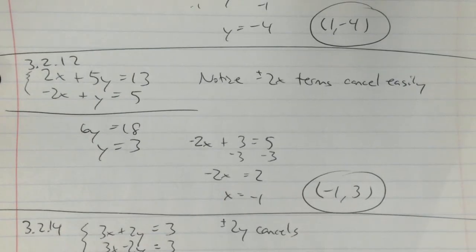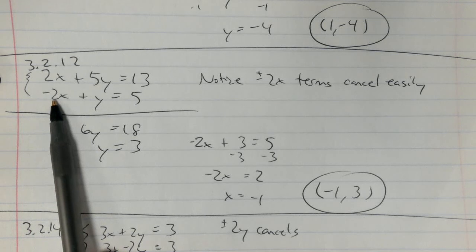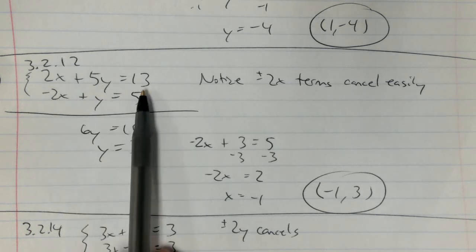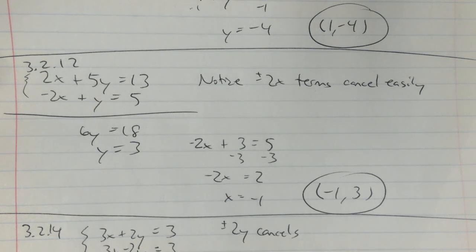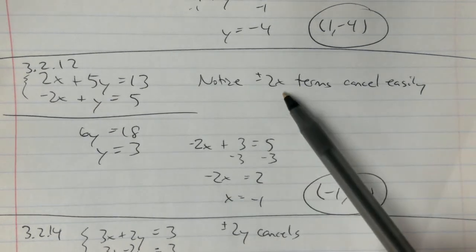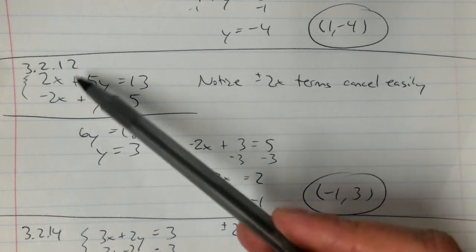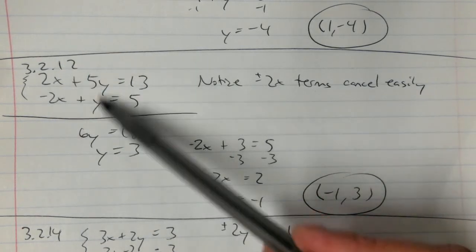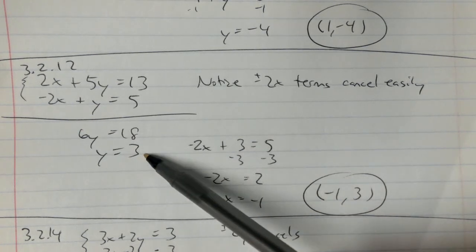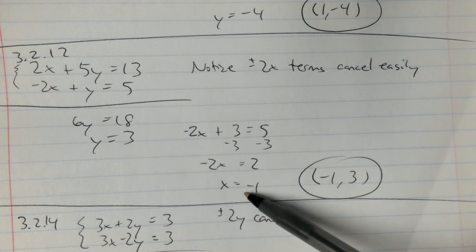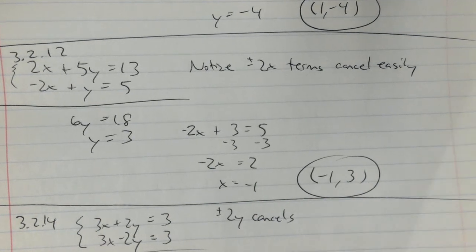Our next one is 3 2 12. We have 2x plus 5y equal 13 and negative 2x plus y equal 5. So notice your plus and minus 2x terms cancel easily. So then this cancels. This gives you 6y equal 18. 18 divided by 6 is 3. And then we just plug it in and we get negative 1 for x. So then your answer is negative 1 comma 3.